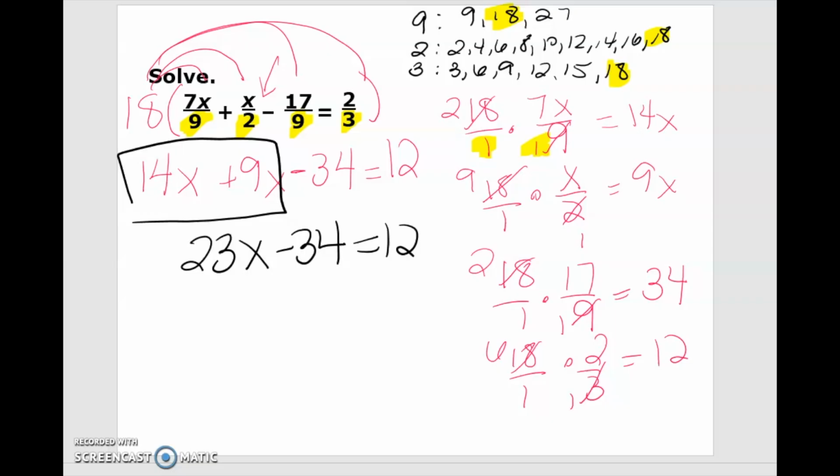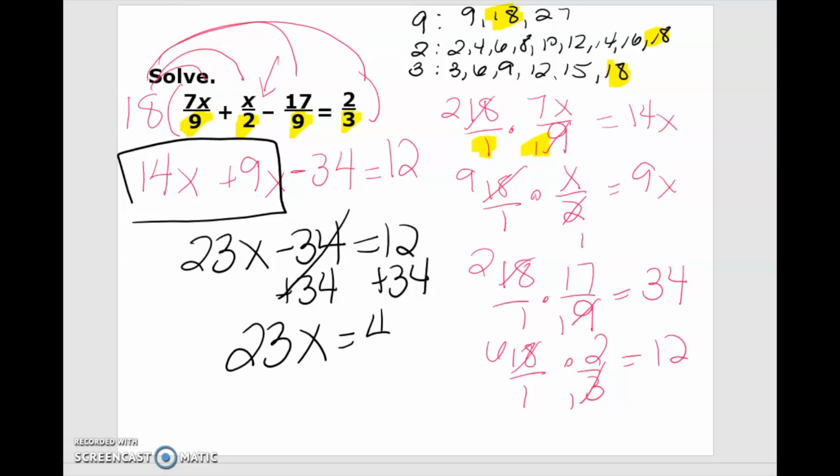We get rid of subtraction by adding 34 to both sides. We have 23x equals 46. We divide by 46. Did you guys see I made an addition mistake there? That's okay, that happens. I caught it though. We divide by 23 and x equals 2.